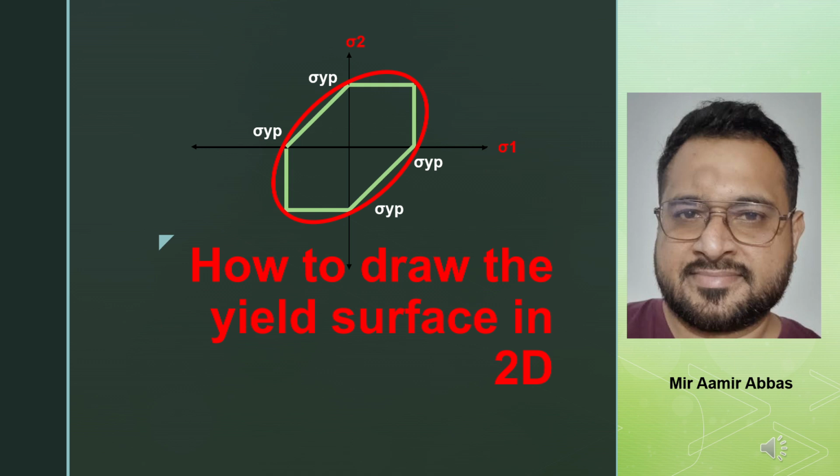Mechanical engineering students are often required to draw the yield surface of ductile materials in two dimensions. However, for beginners, it can be a little bit confusing. So in order to ease that, I will be giving you a series of steps to be followed in order to draw the yield surface.